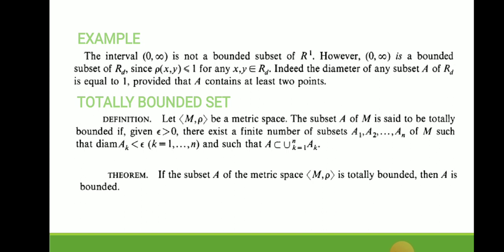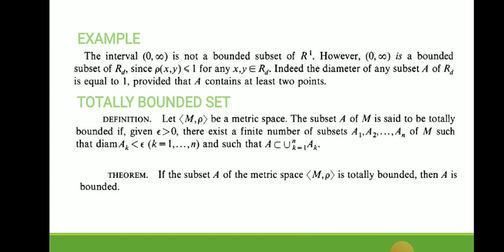Indeed, the diameter of any subset capital A of R with the discrete metric is equal to 1. The maximum distance is 1 in R with the discrete metric. Therefore, the diameter value of any subset is always 1.